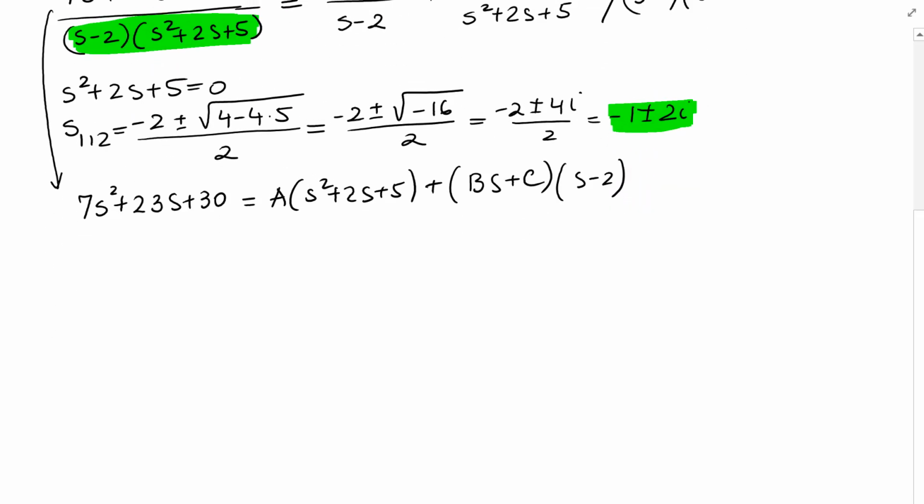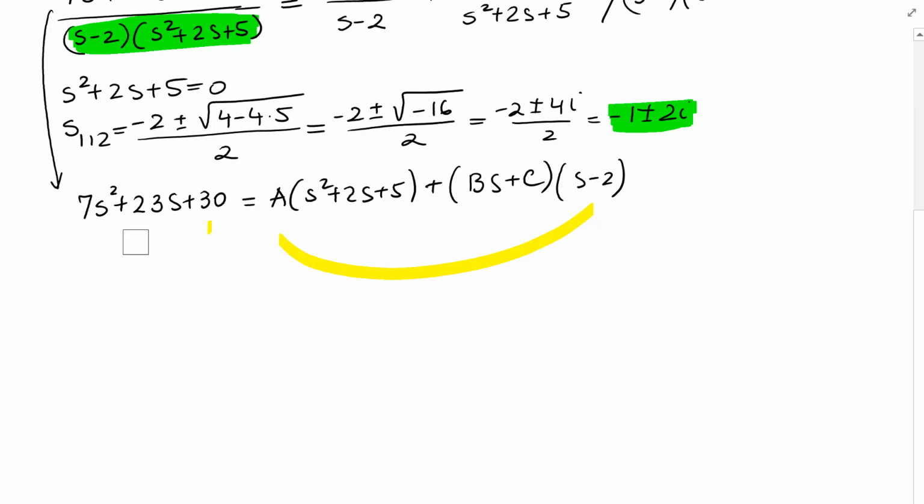To do that, we can solve it in two different ways. One way is to open up all the parentheses on this side and then equate the coefficients of the quadratic expression from the left hand side with the coefficients on the right hand side. So basically 7, which is the coefficient of s squared, is going to be equal to a plus b, because those are the coefficients of s squared on the right side, and so on.